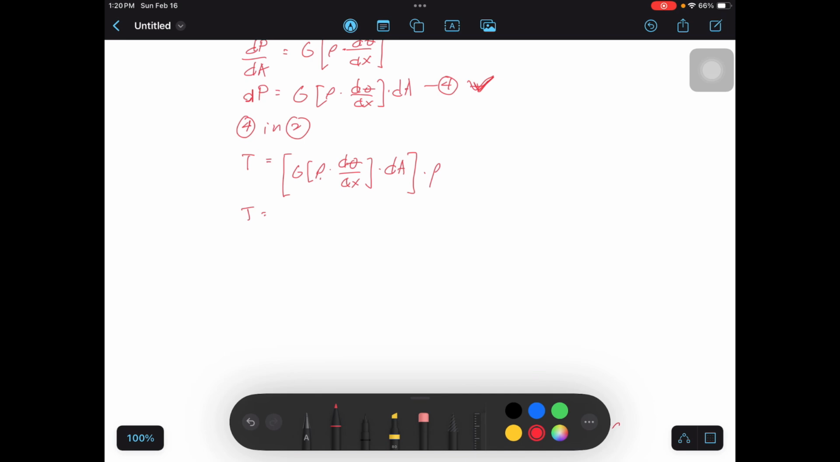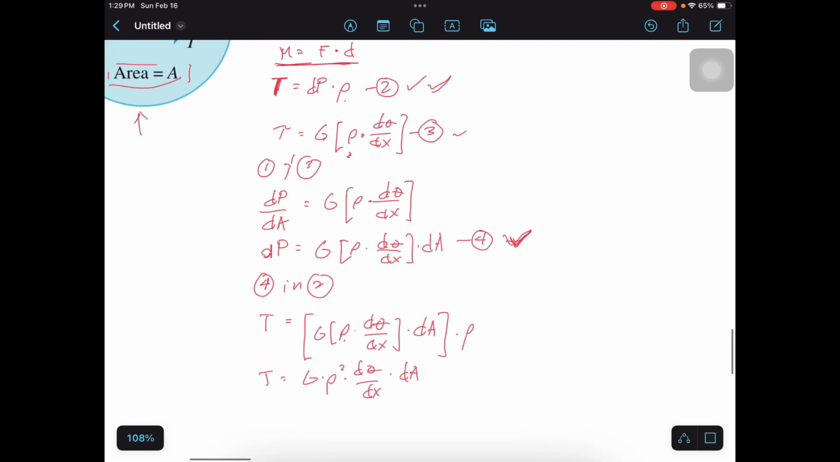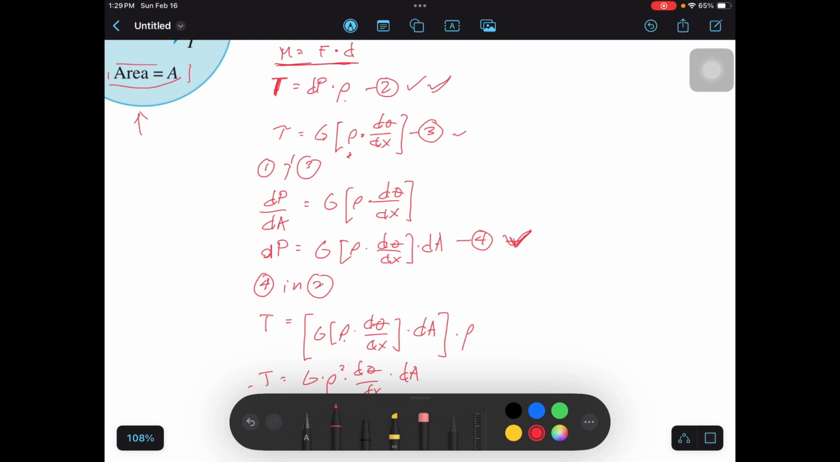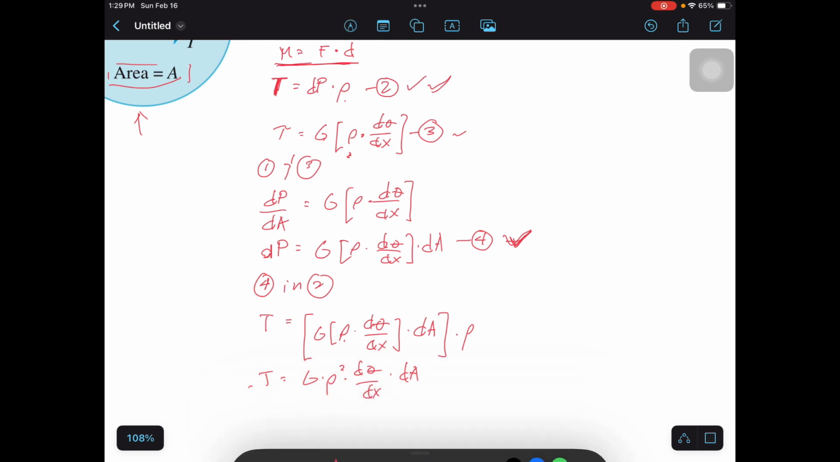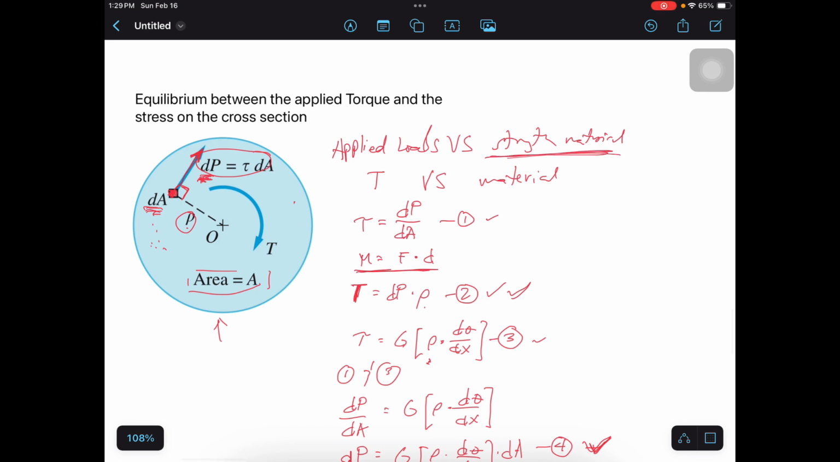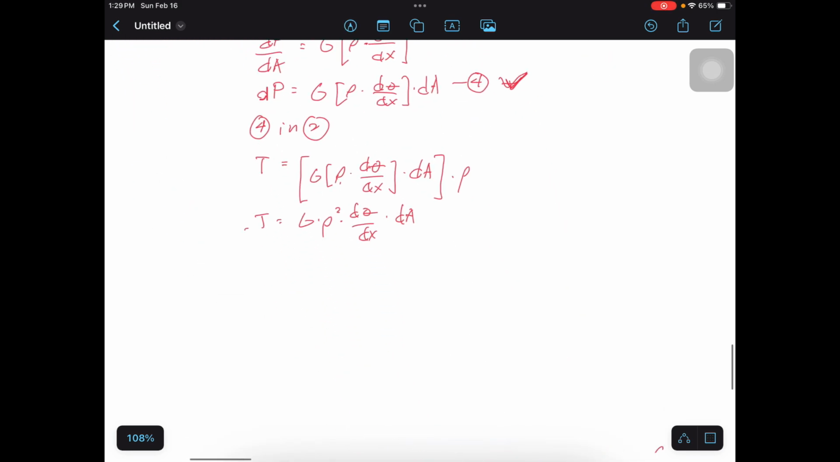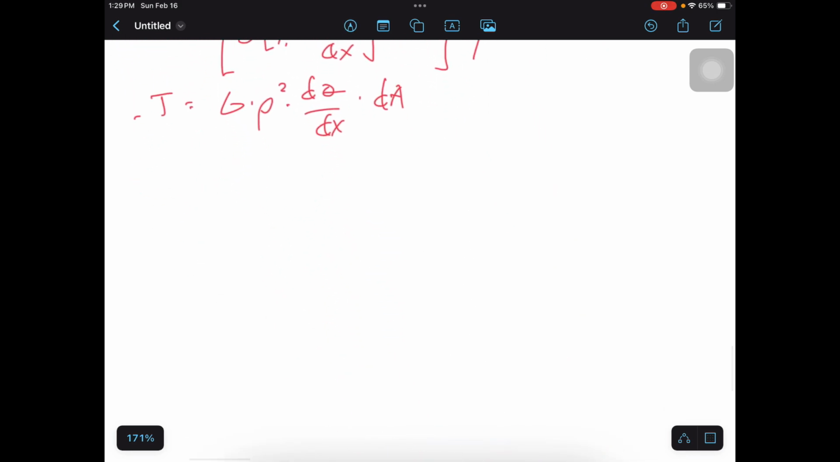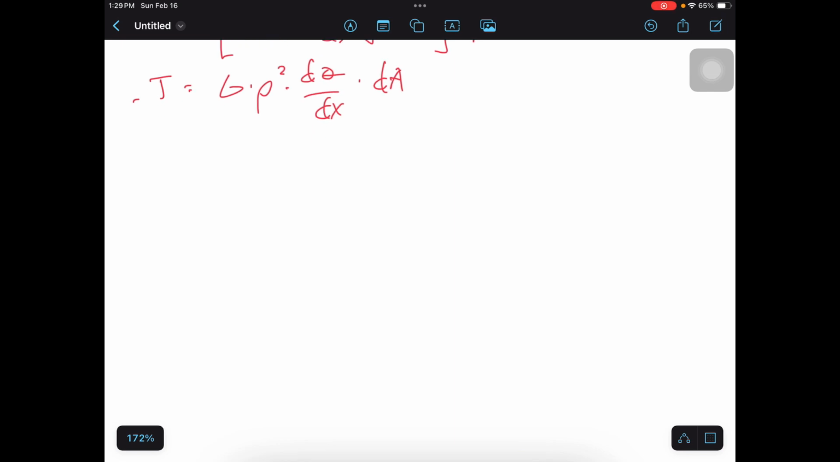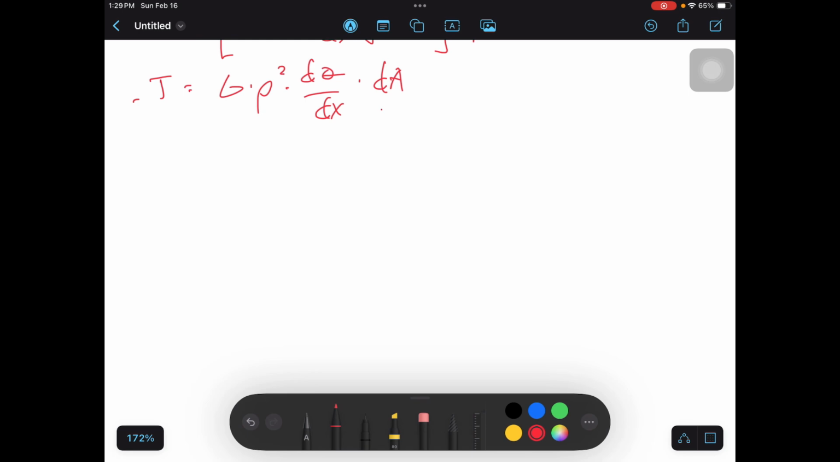Let's put them together. G times rho squared na siya. Then, meron kang d theta over dx and dA. So, we have now a new equation of torque. So, this torque is the capacity or yung strength ng material to resist yung applied torque. Kasi, diba, ito naman yung kinukuha natin, yung strength ng material, resistance niya sa torque. So, hindi yan yung torque na load. So, this is the torque resistance ng material natin. So, they are in terms of differentials pa.